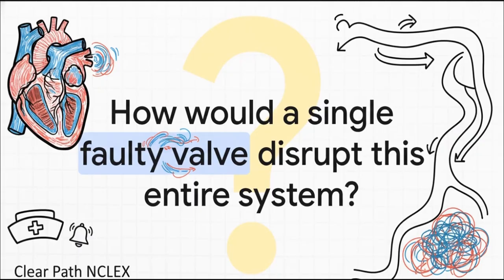So let's end with a thought to take with you. Now that you know the perfect flow of blood, how would just one single faulty valve, just one door that doesn't close properly, disrupt this entire efficient system? This is where anatomy meets pathology, and it's the key to thinking like a nurse.